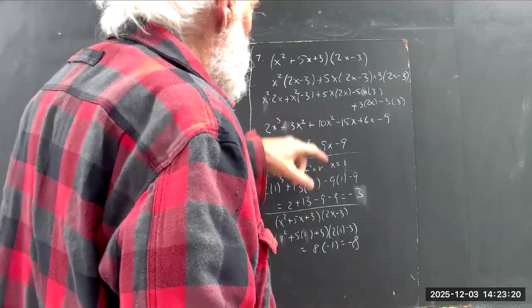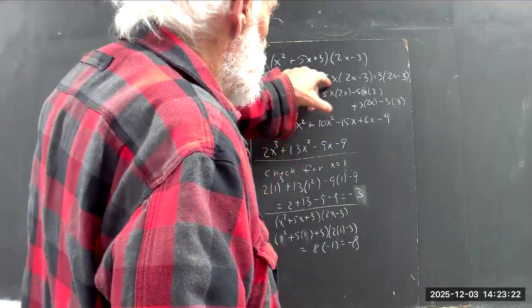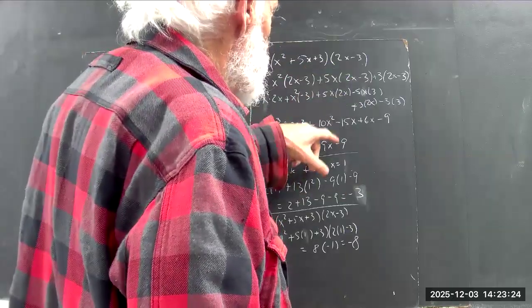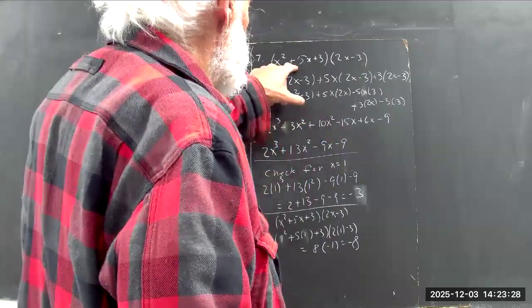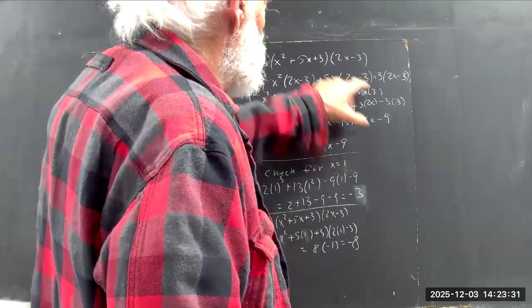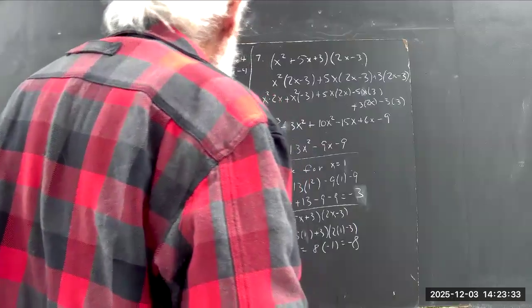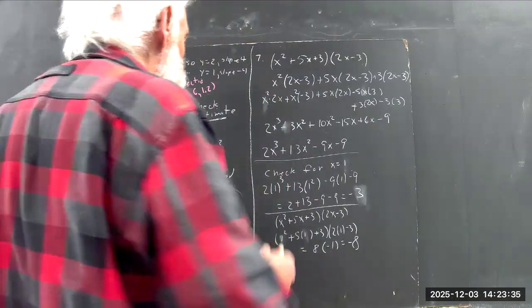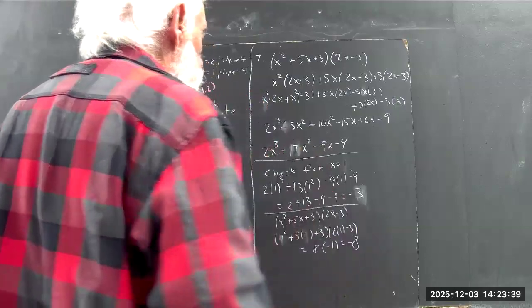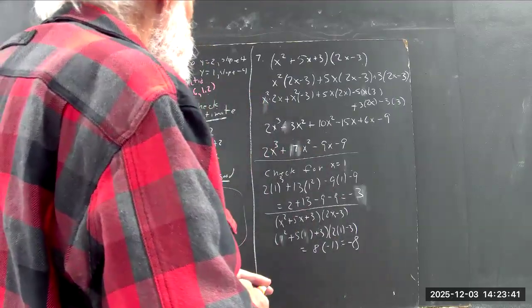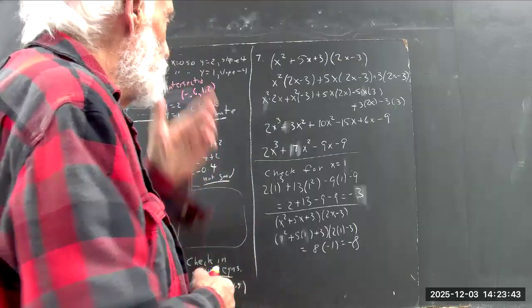Okay, then 5x times 2x is 10x squared. 5x times negative 3 is negative 15x. And 3 times negative 3 is negative 9. Now this gives me 7x squared. Okay.